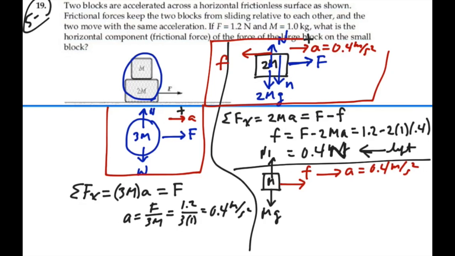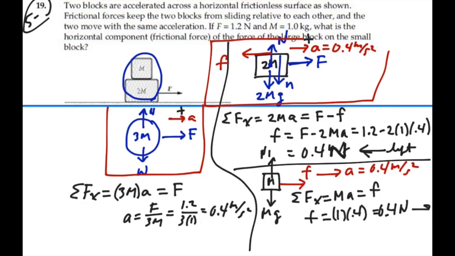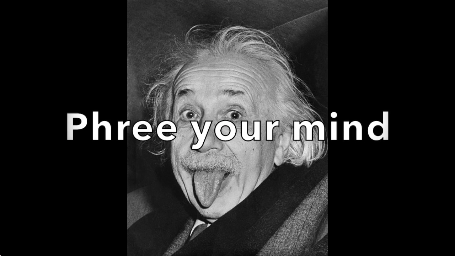Based on Newton's second law for this, we'd say the summation of all the forces in the x direction is equal to ma, and that's equal to the frictional force in the positive x direction. So the frictional force will equal 1 kilogram times 0.4 meters per second squared, 0.4 newtons, as before. And this force is to the right. So that is the force of the large block on the small block, a frictional force of 0.4 newtons to the right, equal and opposite to the frictional force that the small block exerts on the large block of also 0.4 newtons.